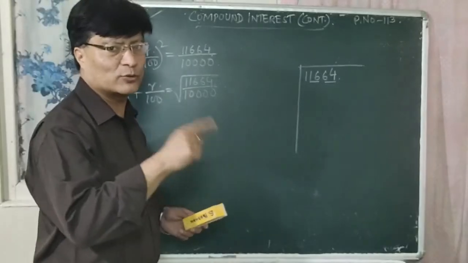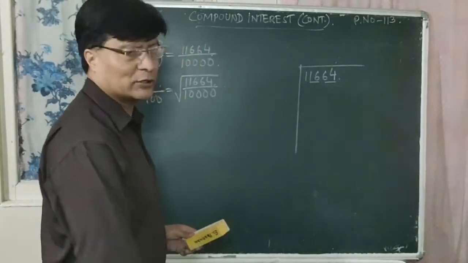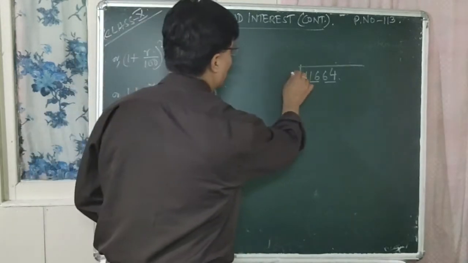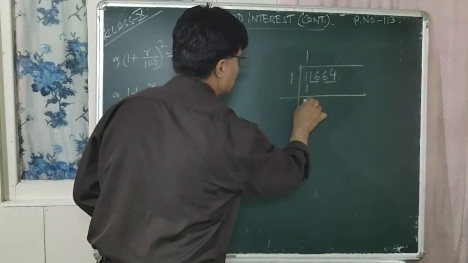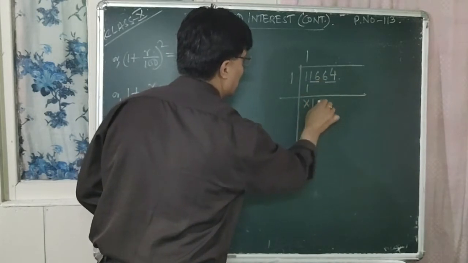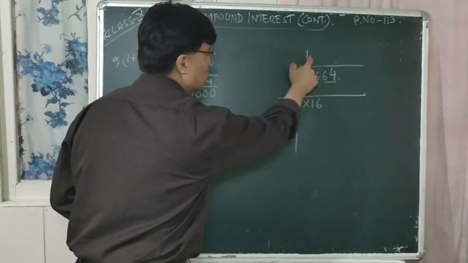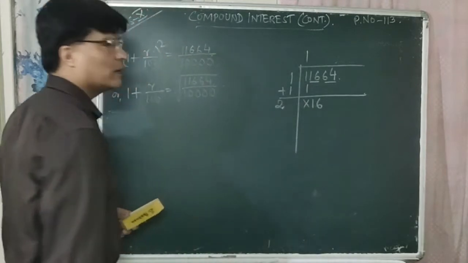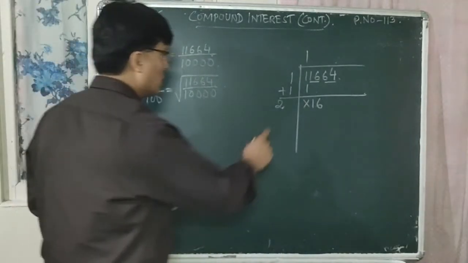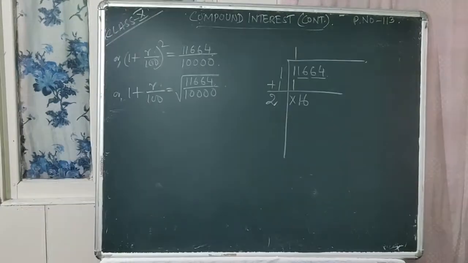1 1s are 1, 2 2s are 4, but 4 is more than 1. So you can't write 2 2s. So it is 1 1s are 1, right? So 1 minus 1 is 0. Now 16 comes, right? So here you have to add this 1. 1 is added here. 1 plus 1 is 2. So now here you should put the number here. Same number should be there.